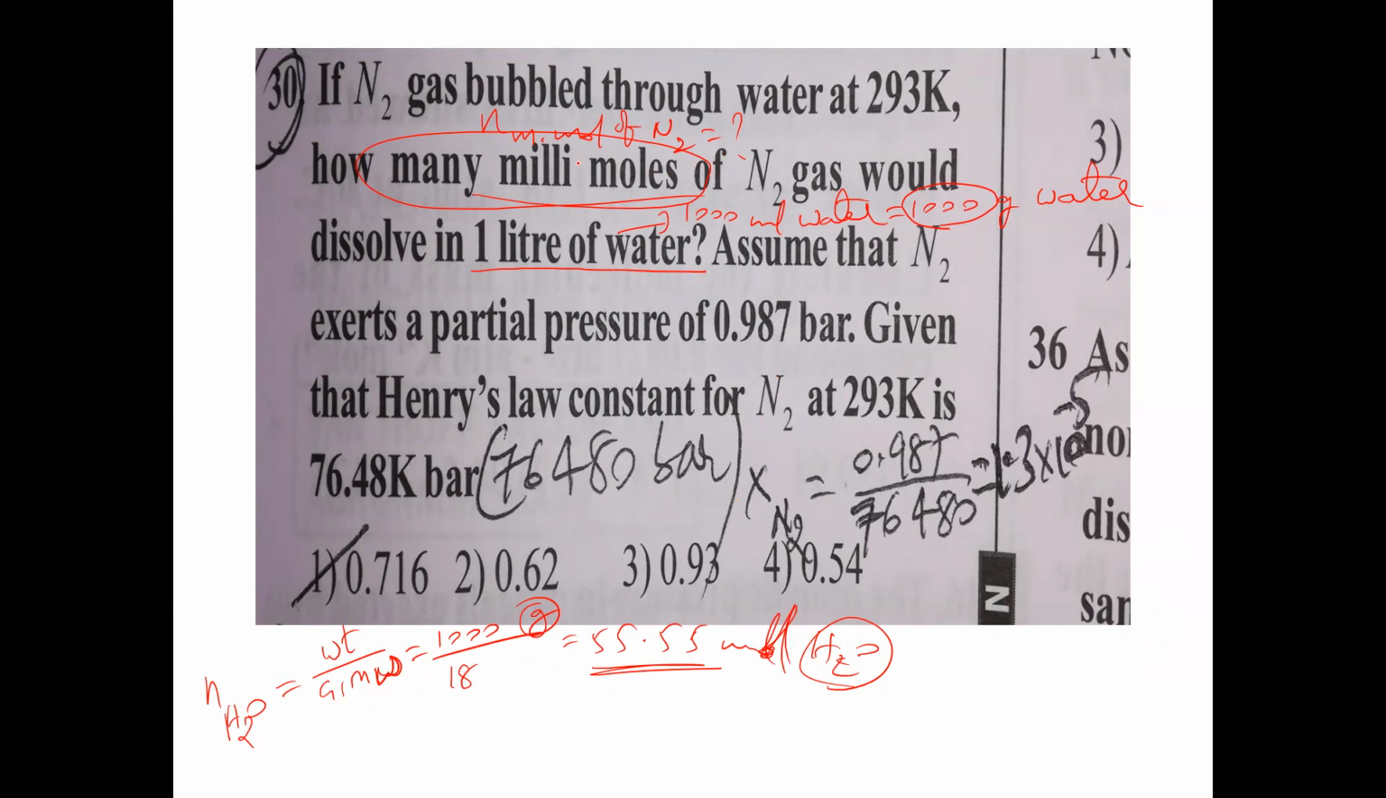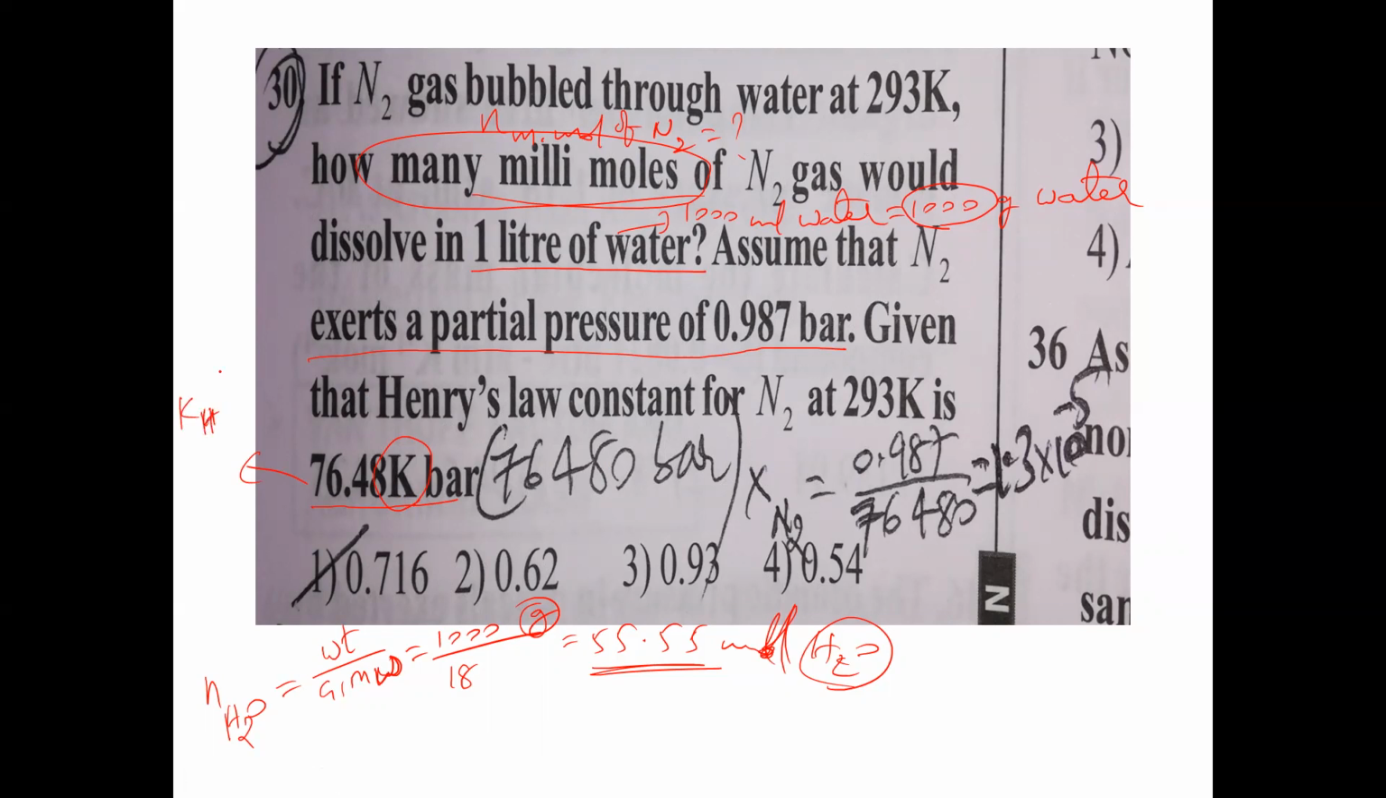And we have to calculate the number of millimoles of nitrogen gas that will be dissolved in 1 liter of water. Assume that nitrogen exerts a partial pressure of 0.987 bar. What is the partial pressure of nitrogen given? 0.987 bar. Given that Henry's law constant for nitrogen at the given temperature of 293 Kelvin is 76.48 kilobar. Kilo means how much? 1000.